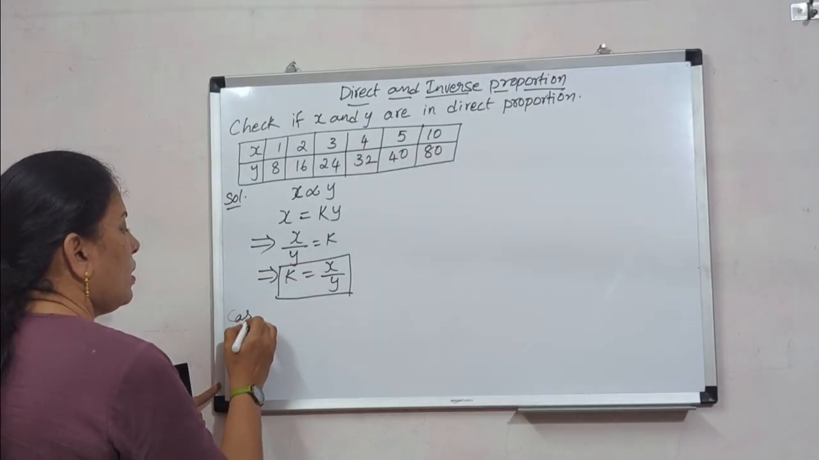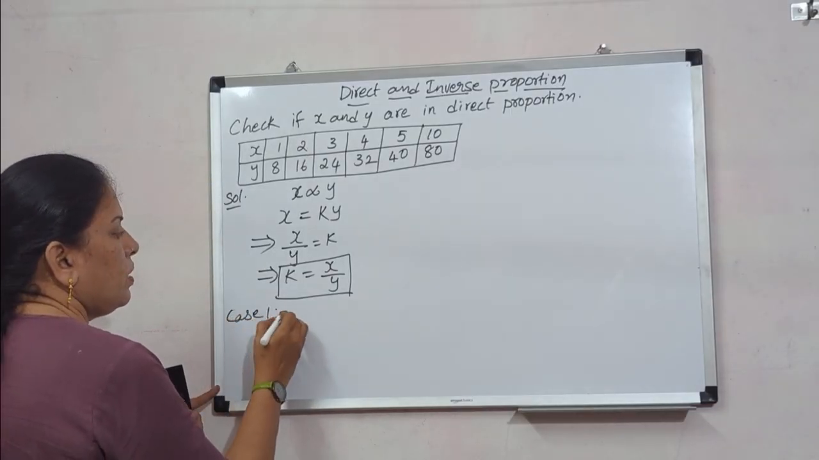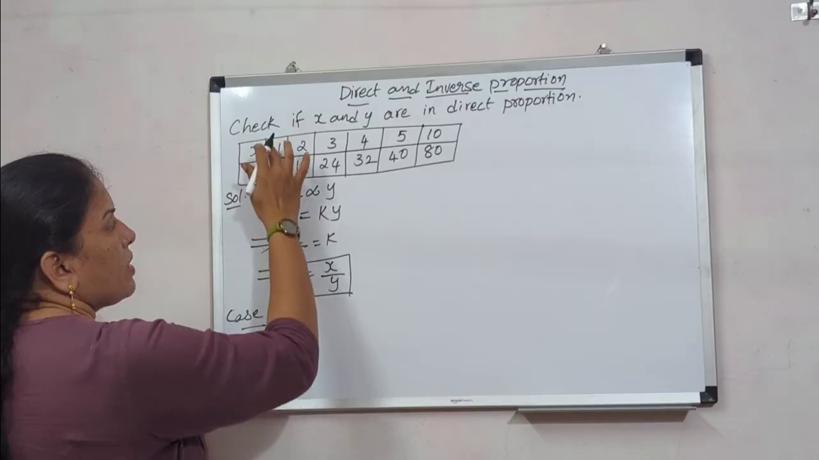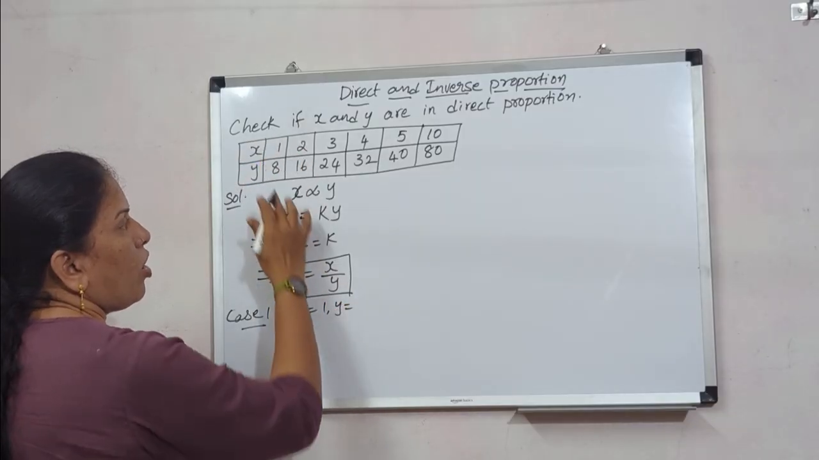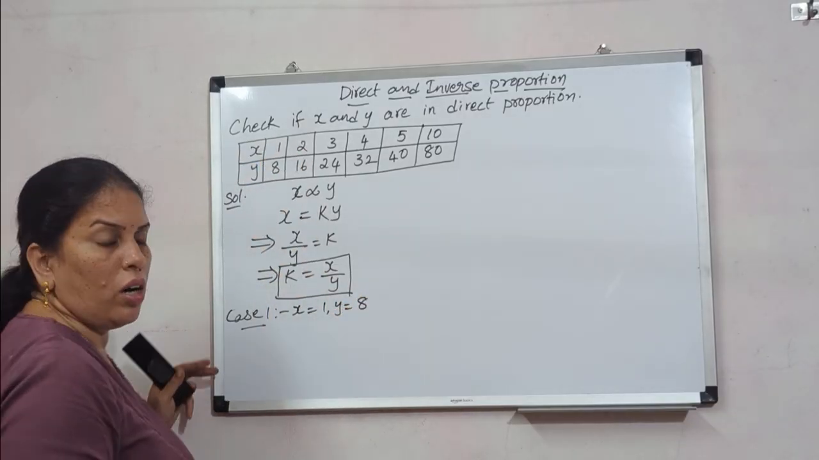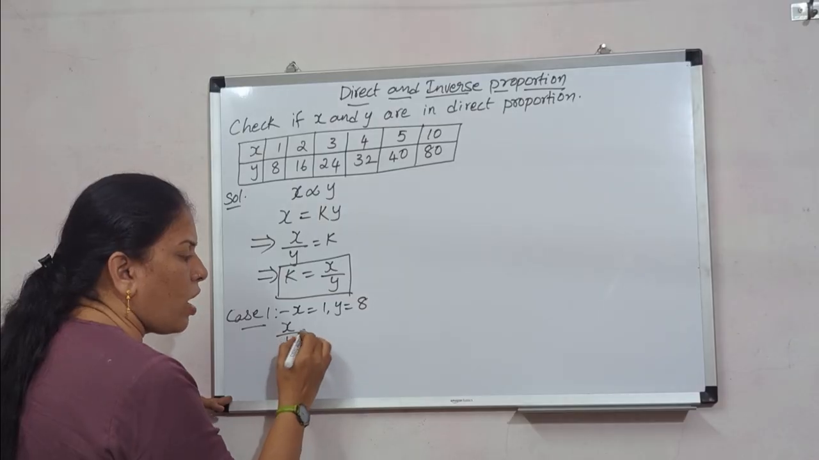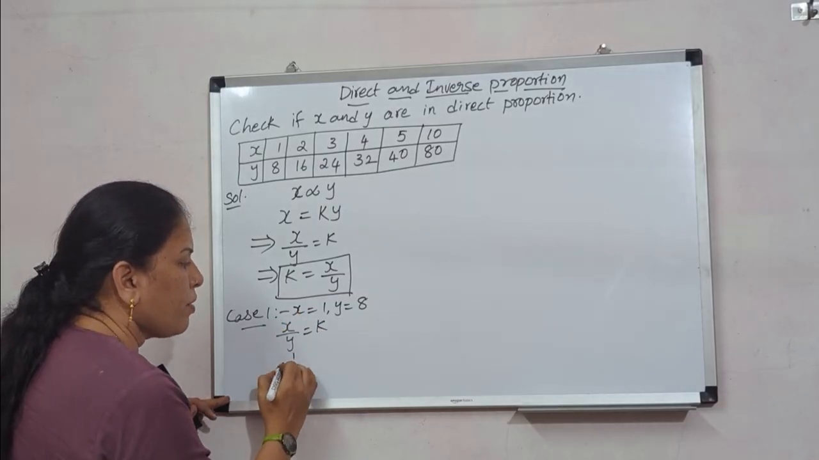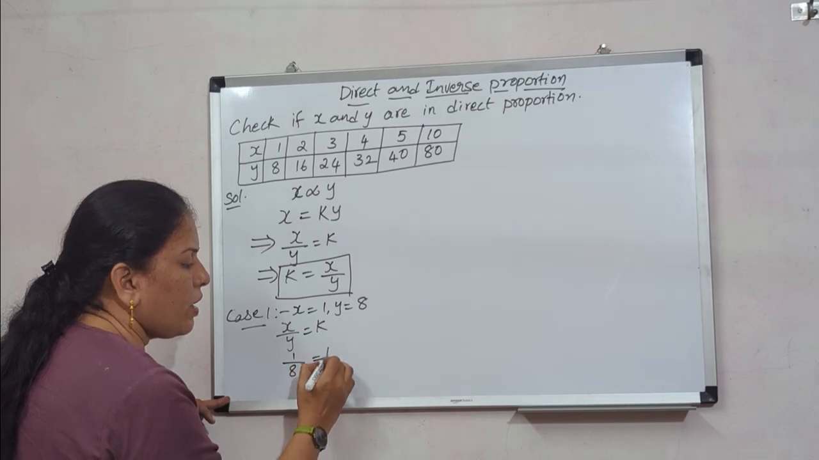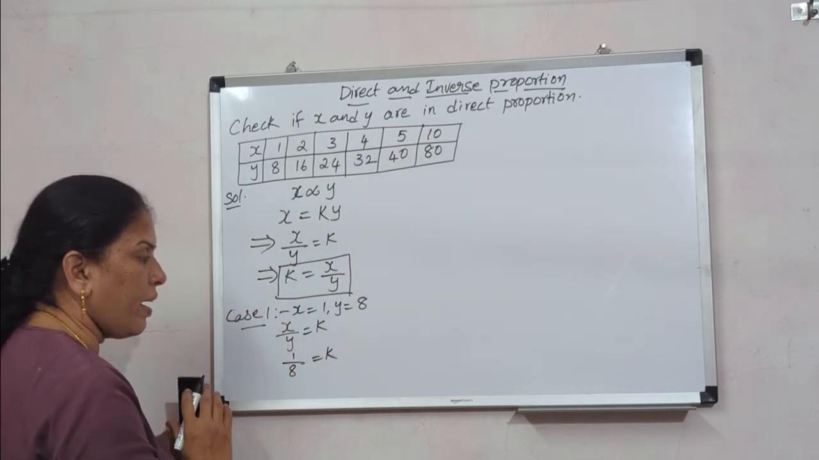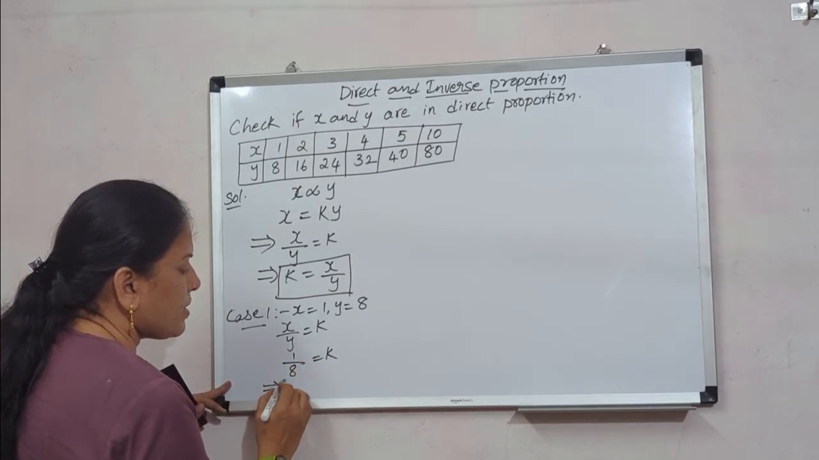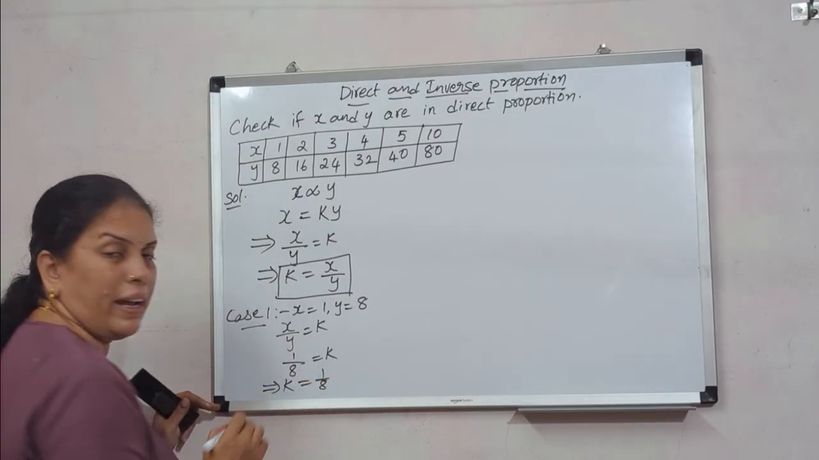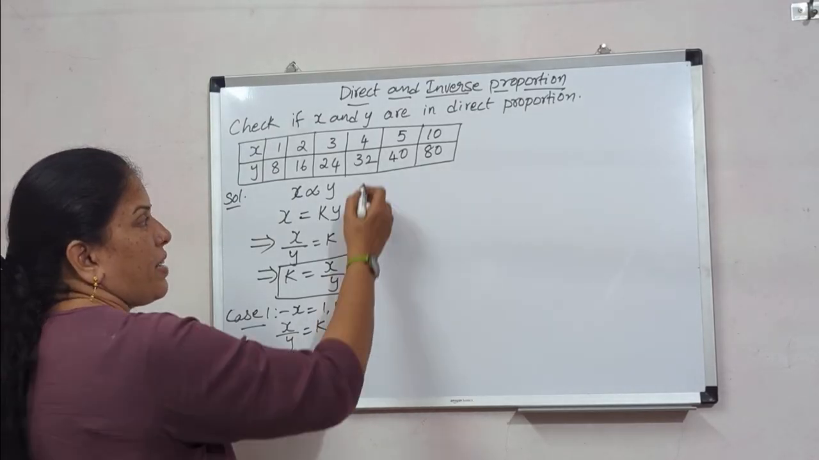Case 1. In case 1, x is equal to how much? 1. Y is equal to how much? 8. So, x by y is equal to constant. We will check. 1 by 8 is equal to k. Okay, this implies k is equal to 1 by 8. This is in the first case.